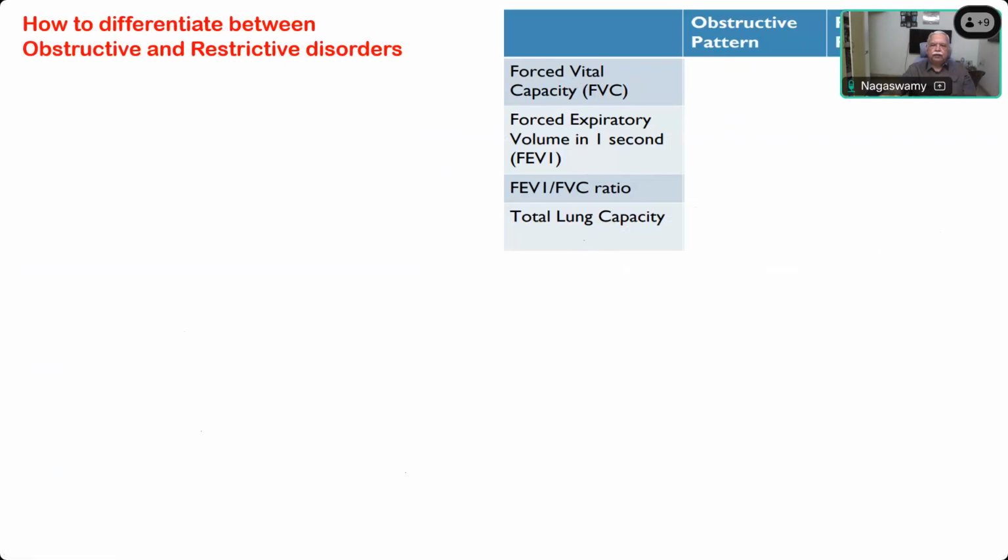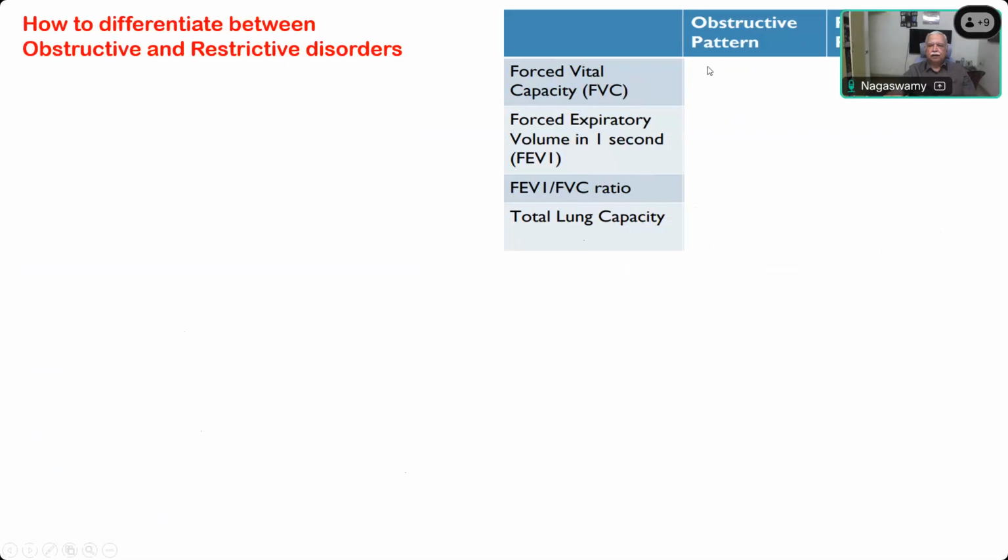What will be the FVC in obstructive disease? It will be normal or high. What about FEV1? Decreased, reduced. The ratio is also decreased. And total lung capacity? Normal or increased. So that is the obstructive pattern.